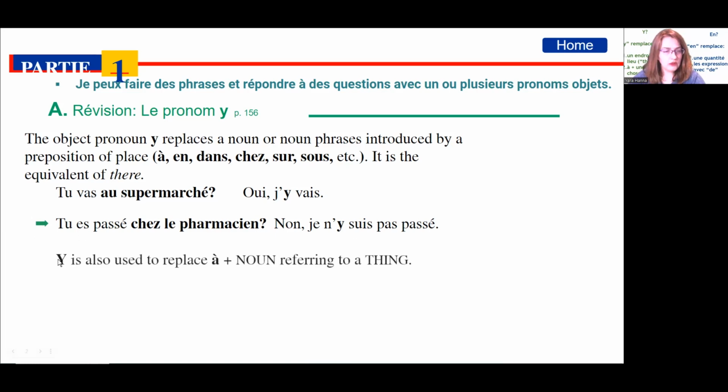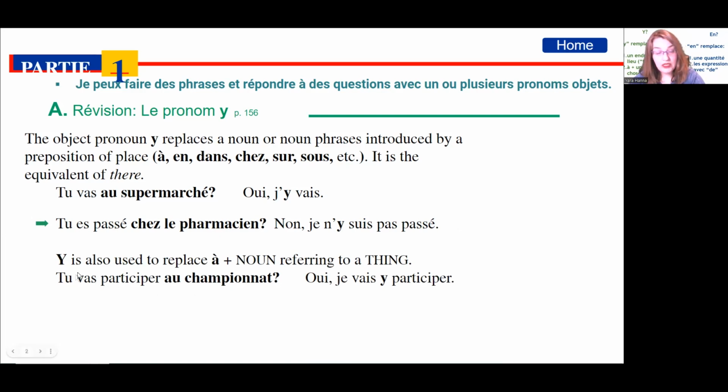Voilà. On continue. Y is also used to replace à plus noun referring to a thing. Not just a location or a person, but it could be a thing. Tu vas participer au championnat. Are you going to participate in the championship? So here, before we continue, it's important to recognize the tense of the verbs in the sentence.